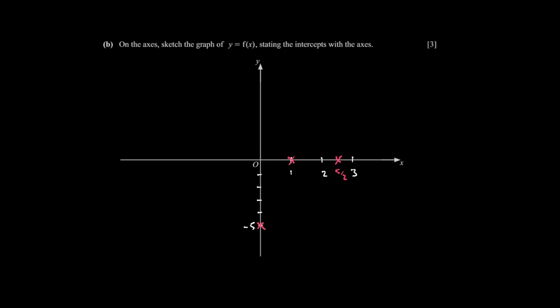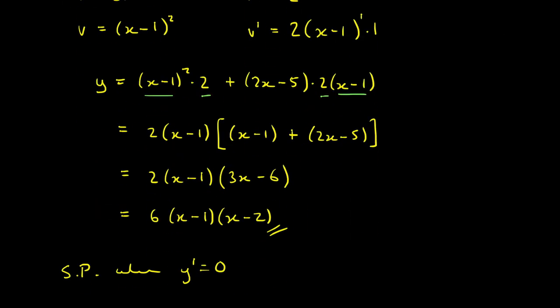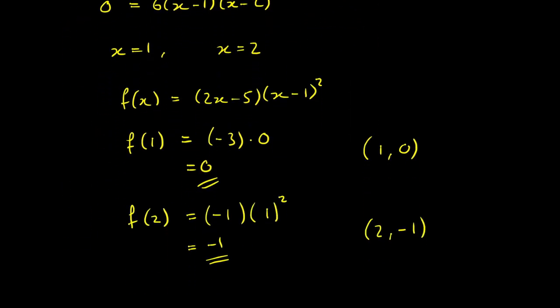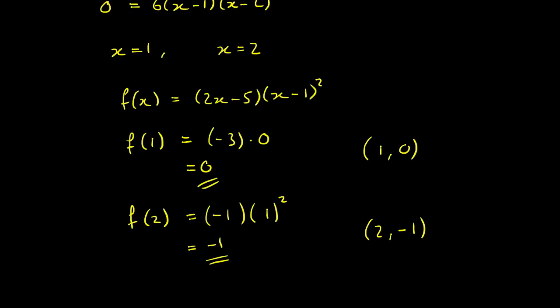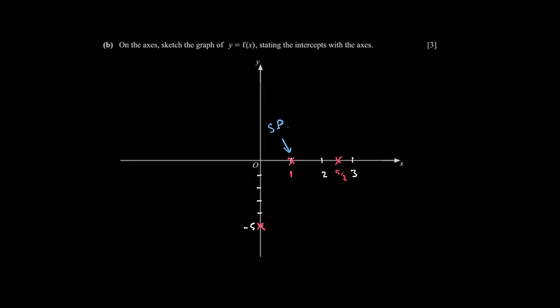Okay, and then it'd be helpful, I think, for us to think about the stationary points, right? Because we found that in part A. So we got the two coordinates, the coordinate 1, 0. So basically, this guy here is also a stationary point, isn't it? Right. So it's not just an x-intercept; it's a stationary point. And 2, -1 will be like here. That will be a stationary point.